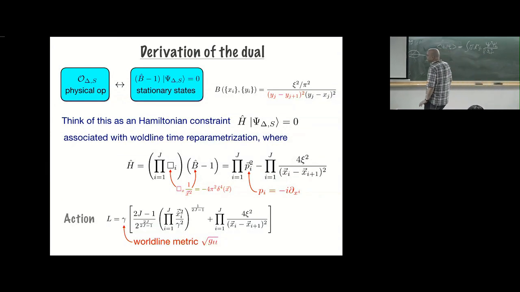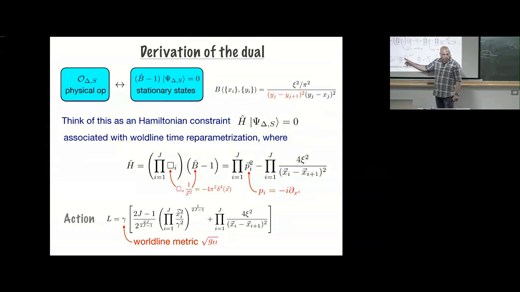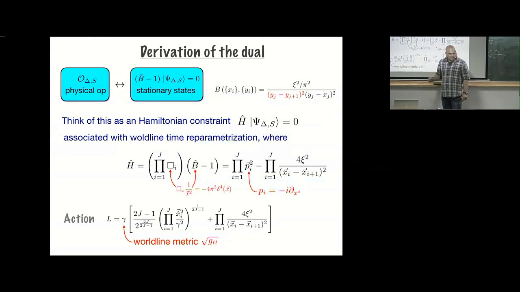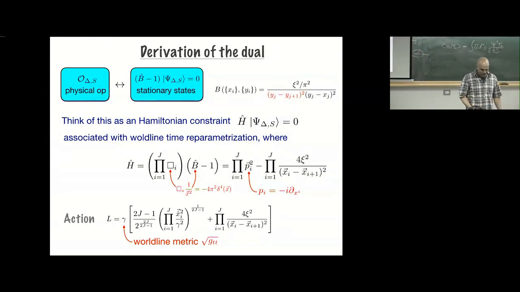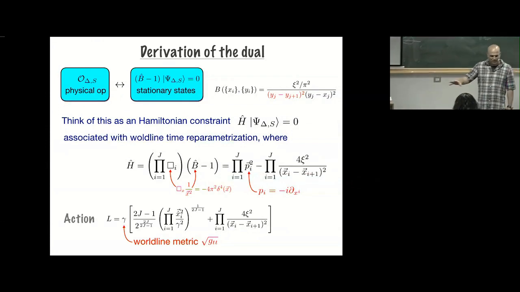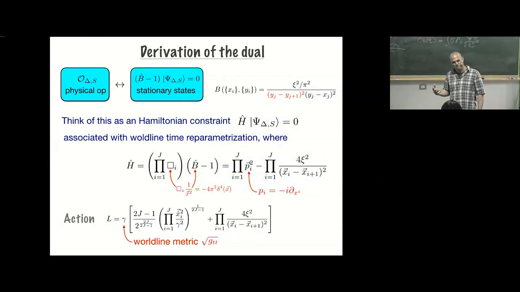This actually looks a bit weird. The kinetic term is just a product of J kinetic terms. It has this crazy fractional power. Also, the interaction looks quite crazy. It's a product of all the propagators, a product of all the interactions. In a moment, we will massage it a bit and bring it to a much more standard form.